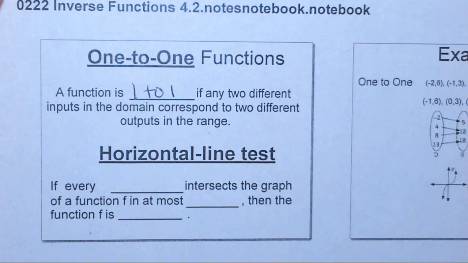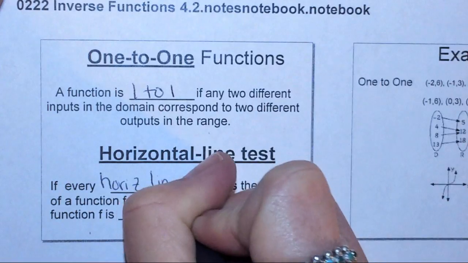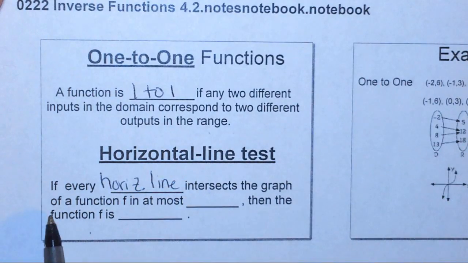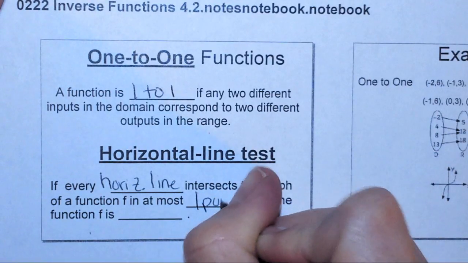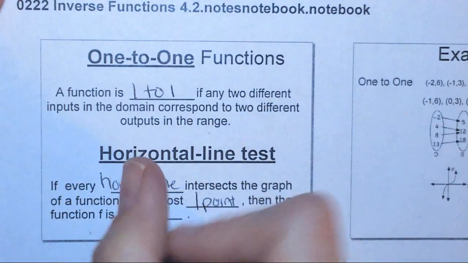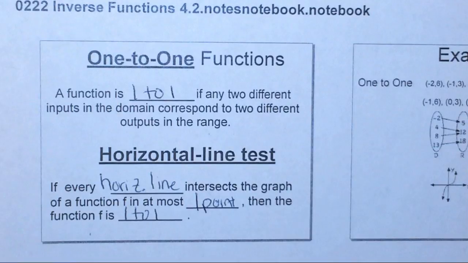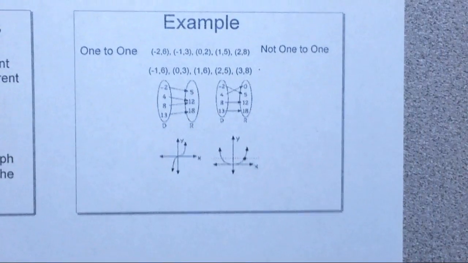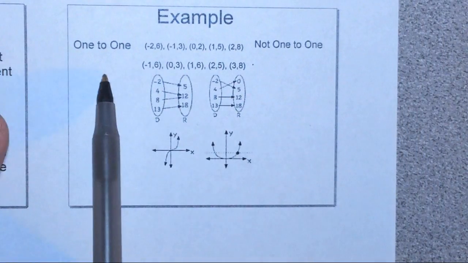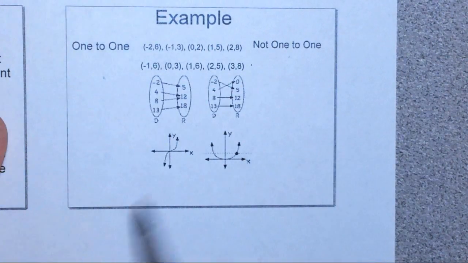If every horizontal line intersects the graph of a function f in at most one point, then the function is said to be 1 to 1. Alright, so what we're going to do now is practice what we just said. So over here, it says 1 to 1, not 1 to 1. So we're going to decide which way each one of these examples should go.